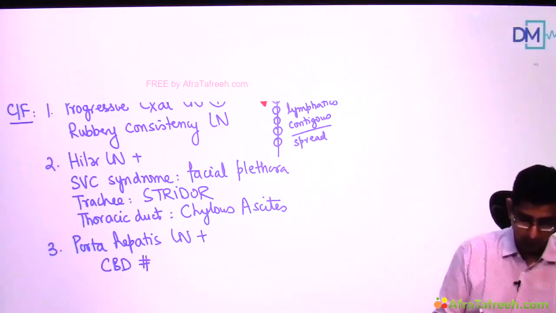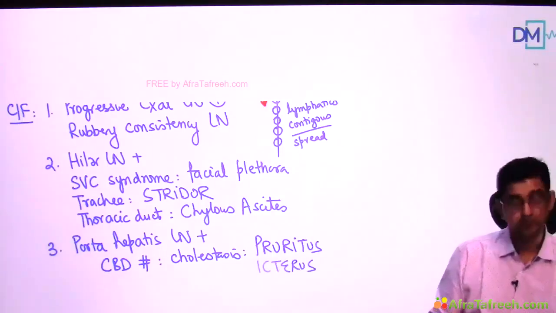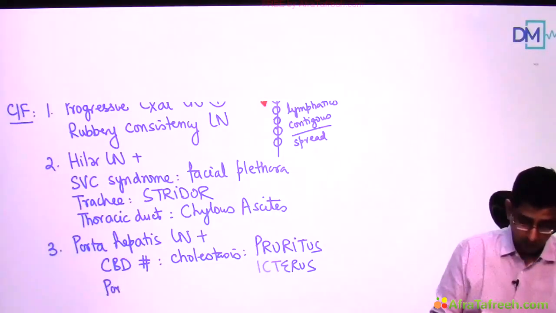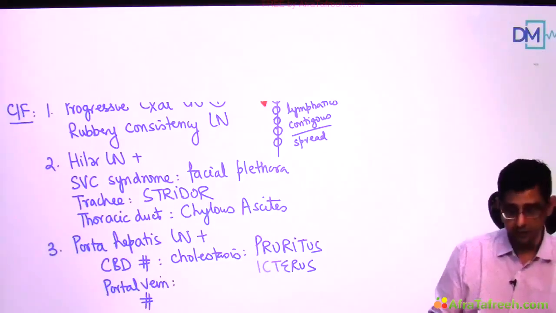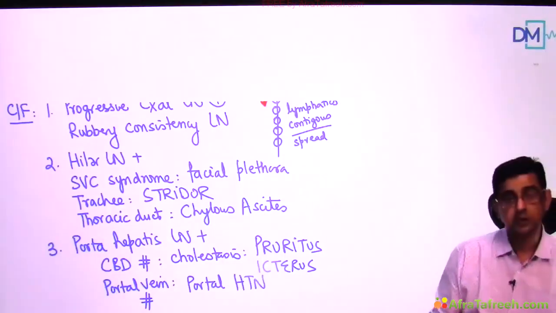The compression of the common bile duct will result in obstructive jaundice, that is cholestasis. This cholestasis will explain the development of pruritus that is present in these patients, and obviously subsequently jaundice or icterus can also develop. The increase in the size of the lymph nodes can even press on the portal vein. Compression of the portal vein will result in development of portal venous hypertension or portal hypertension, and portal hypertension can then result in development of esophageal varices.